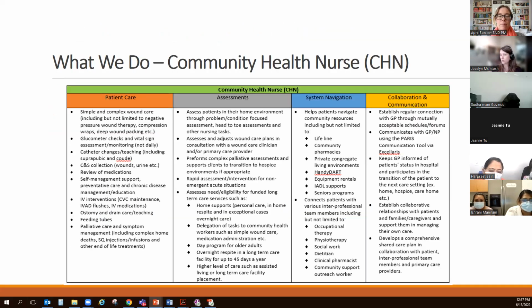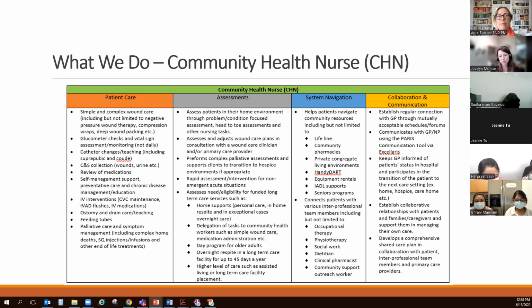Okay, so what do we do? Essentially our nurses have a very broad scope of practice. They go into the homes and do anything from a simple wound dressing to something complex like a vac dressing, which is a vacuum assisted dressing. They can do catheter changes in the home. They can do IV antibiotics if the person can't get out to outpatient. Again, we're very strict on our homebound status for these types of services.